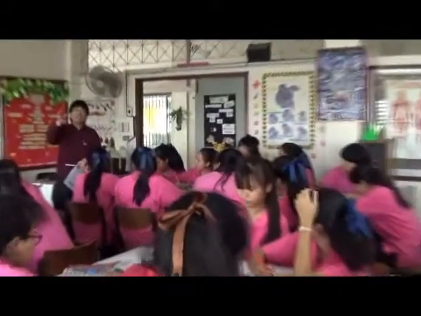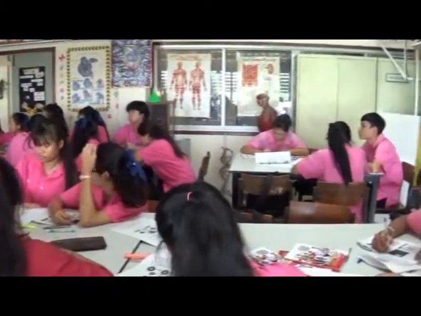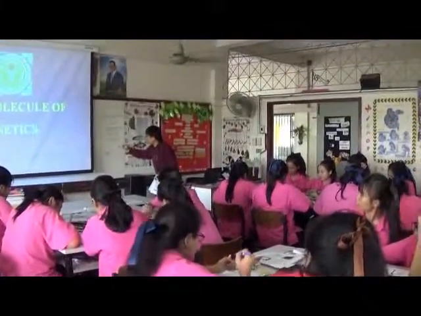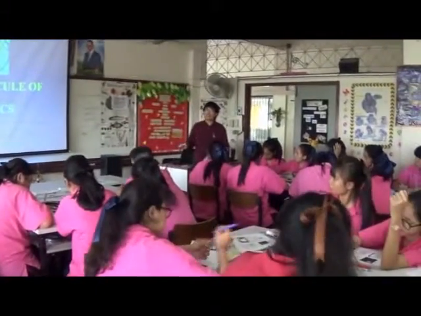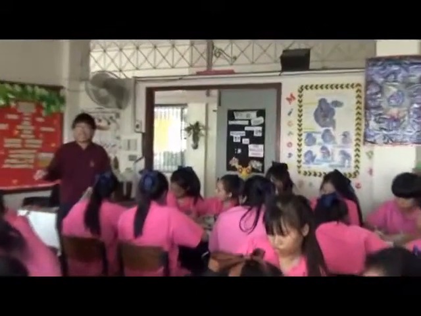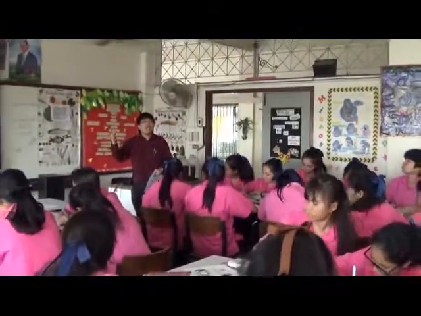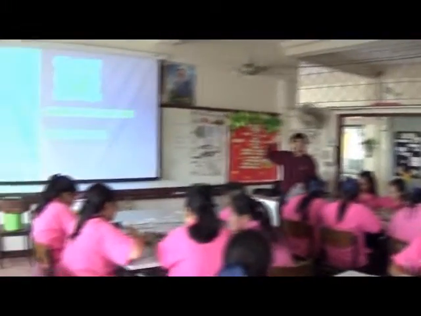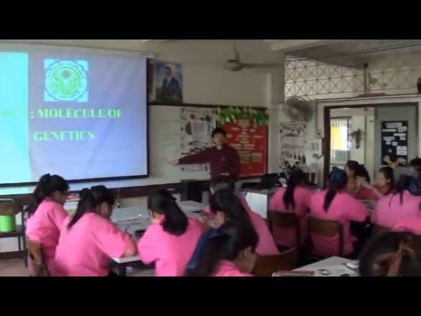What is the position where DNA is found? In the cell. Nucleus. Very good. DNA is found in the nucleus. The organism has the DNA in the nucleus. The nucleus is the center of the cell.